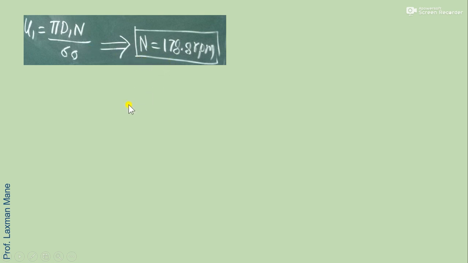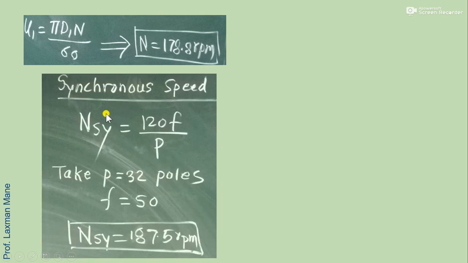Now we are asked to find synchronous speed. So for that, synchronous speed is equal to 120 times F, that is frequency, divided by P, means number of poles. Here we take 32 poles and frequency is given 50 cycle. Okay, so from the equation we get synchronous speed in RPM.